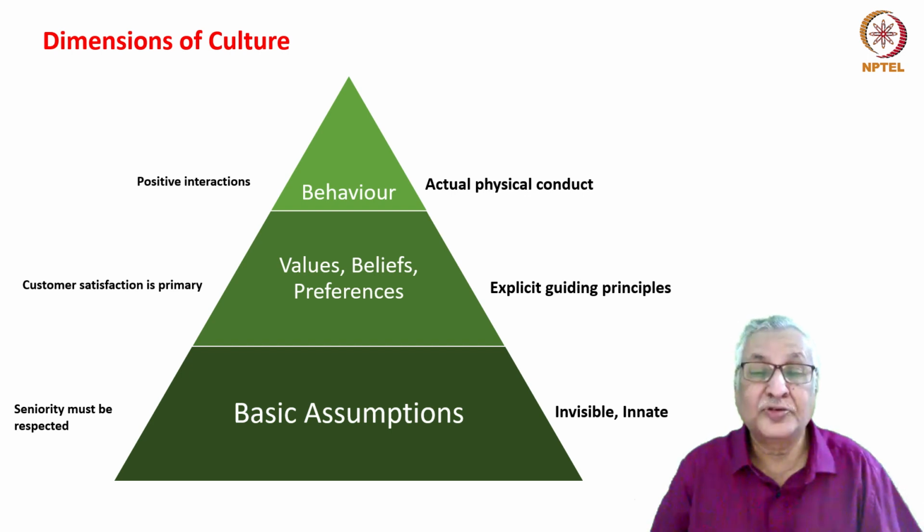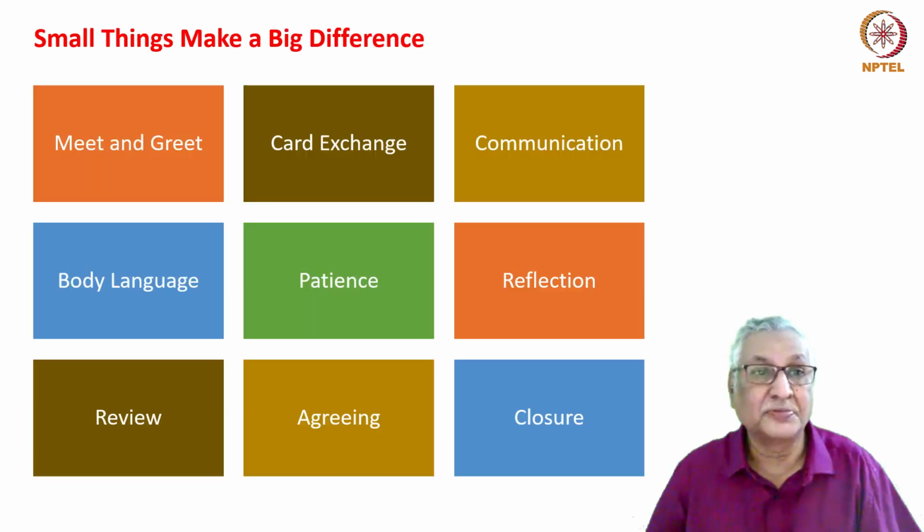Then we have values, beliefs, and preferences. These are the explicit guiding principles that occur throughout the organization that are visible. For example, customer satisfaction is primary. Then the way the culture manifests itself in terms of behavior is the visible and day to day interactive part of culture. Actual physical conduct, the way people interact with each other, whether they are positive or negative. These are the three tiers of culture in an organization.